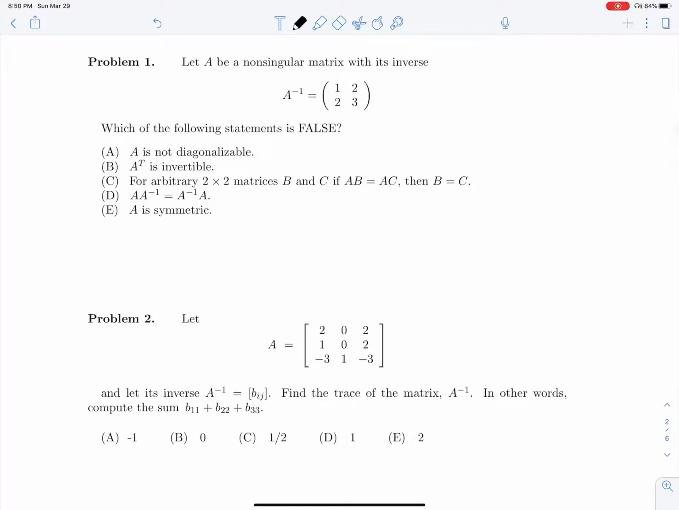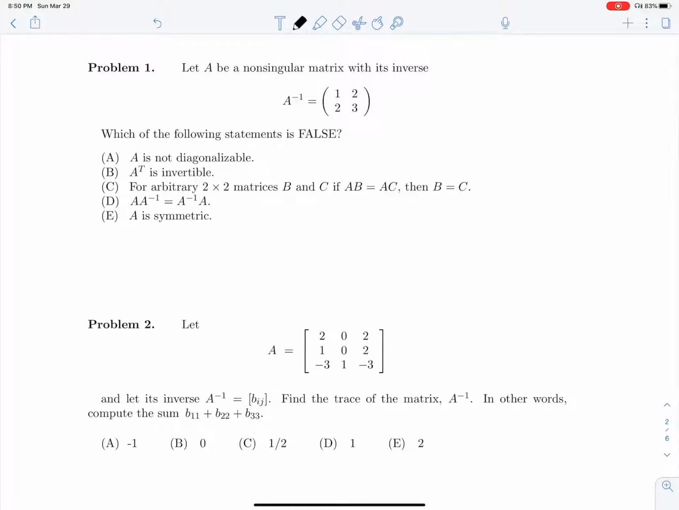So let's go. Problem 1, let A be a non-singular matrix with its inverse given here. So we know right off the bat that A is invertible, which is going to come in handy here. Which of the following statements is false? A is not diagonalizable. Okay, well, let's see if A is diagonalizable. Let's find the inverse of the inverse here, and we'll be able to figure out diagonalizability. Remember, this will come up multiple times in this exam. Diagonalizability does not necessarily imply invertibility, and invertibility likewise does not imply diagonalizability.